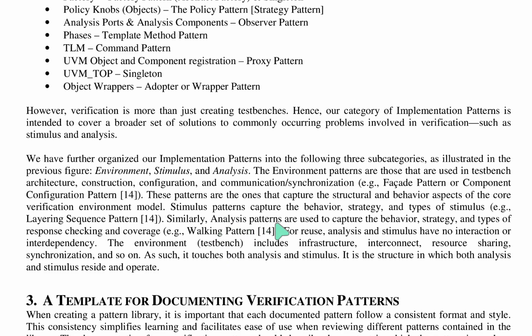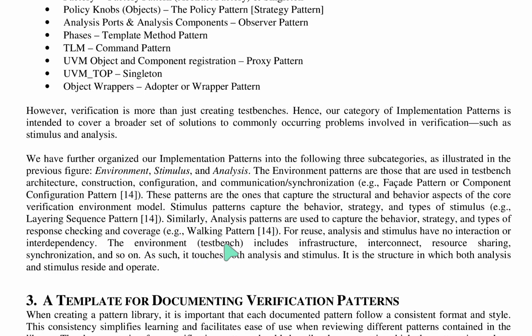Similarly, analysis patterns are used to capture the behavior, strategy, and types of response checking and coverage. Working patterns are used for analysis and stimulus, which have no interaction or interdependency.